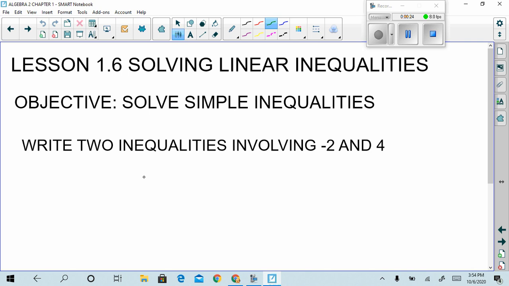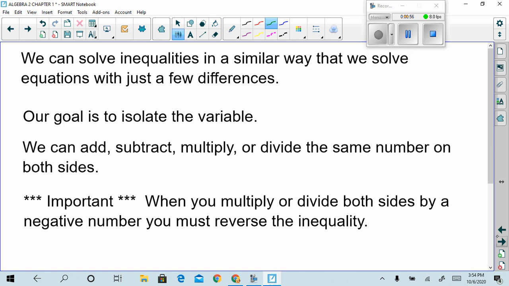Well, I can start off by saying that -2 is less than 4. Then I could also write 4 is greater than -2. So again, I read it from left to right. Now I'm going to apply some of the same principles of solving equations to solve inequalities. As long as I do the same thing to both sides of the equation, it's going to keep its true value. Okay? So let's look a little further at these inequalities.